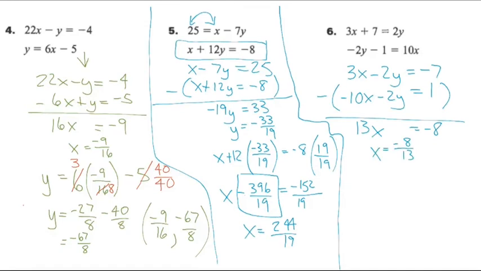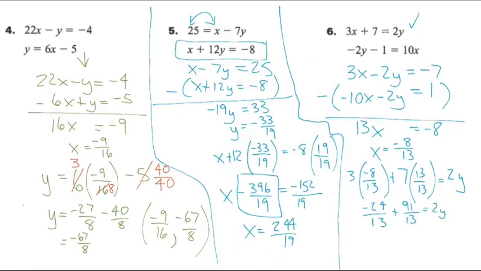Pick either original equation to stick it into. I am going to stick it in the top one. So I get 3 times negative 8 thirteenths plus 7 times 13 over 13 equals 2y. So I'm going to come up with my thirteenths on the left-hand side. That's negative 24 thirteenths plus 91 thirteenths is 2y.